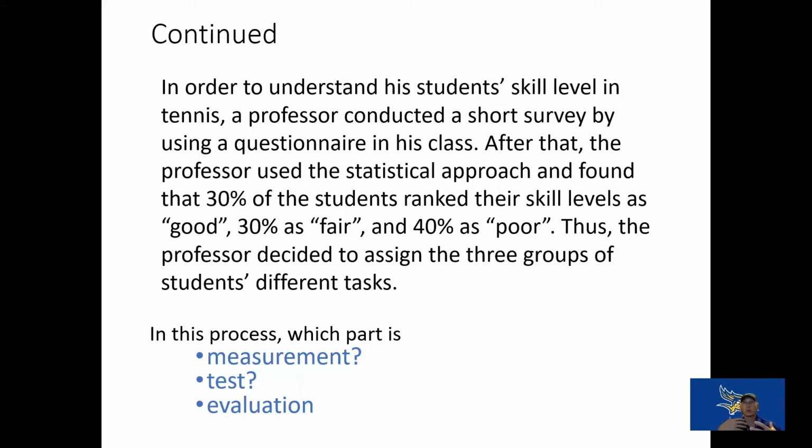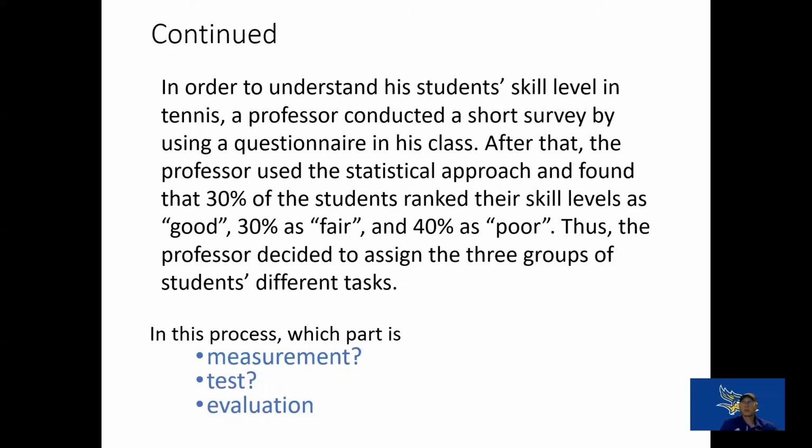All right, hopefully you have paused, you've taken the time, gone through this, and determined where each of these components are. So we'll go through this together, and we'll go through exactly where these measurements, tests, and evaluations are. Okay, so in order to understand his student's skill level in tennis, a professor conducted a short survey by using a questionnaire in his class. After that, the professor used the statistical approach and found that 30% of the students ranked their skills as good, 30% as fair, and 40% as poor. Thus, the professor decided to assign the 3 groups of students to different tasks.